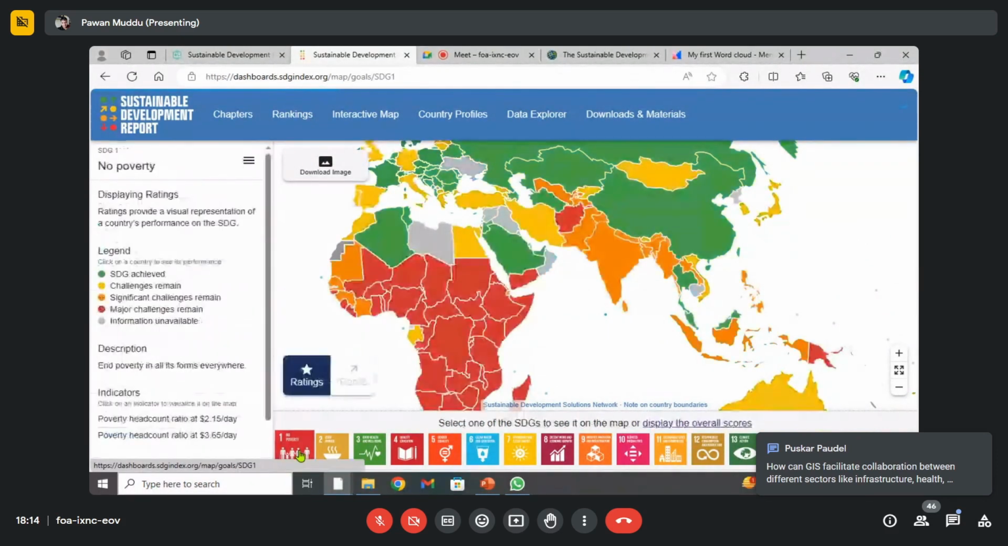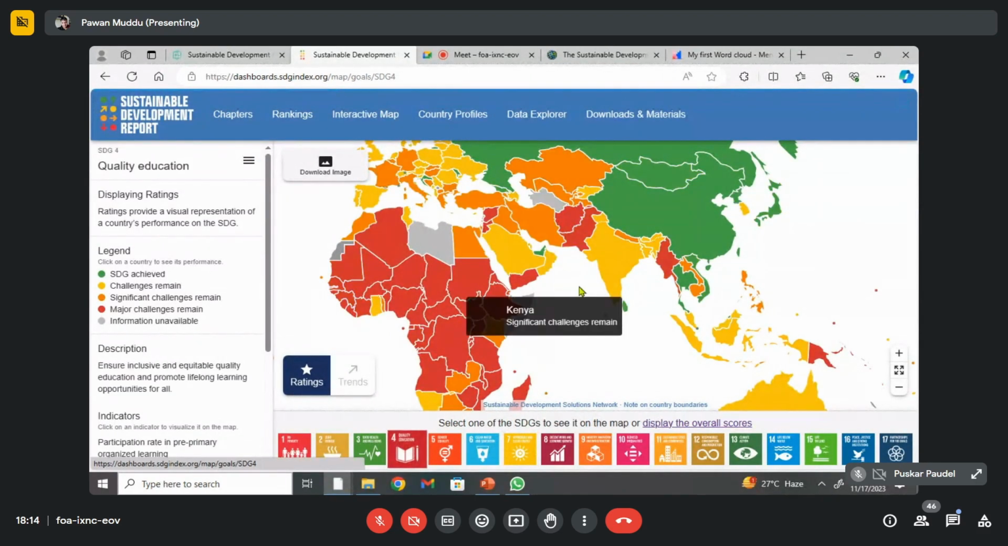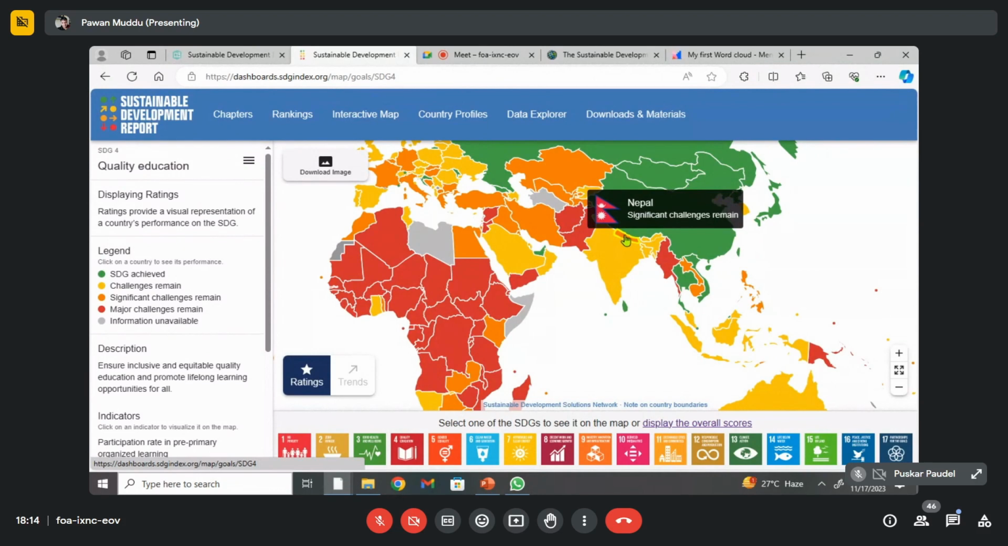If you see poverty, and if you see India's poverty and even our part of the world, significant challenges remain for poverty. How can we do that? Let's just come up with interesting GIS ideas. My focus is on education, because that's what GRED Foundation does. And if you come here, again, significant challenges remain in your part of the world, in Nepal. But in our part of the world, challenges remain in places like Pakistan, Afghanistan, major challenges remain.